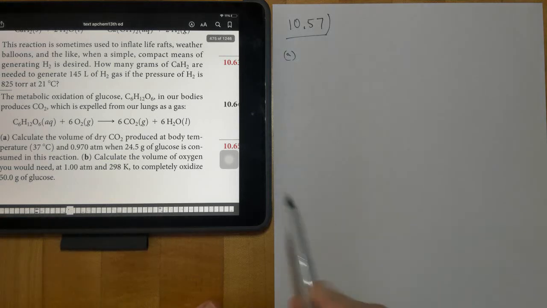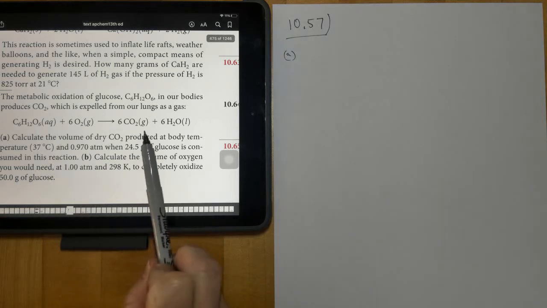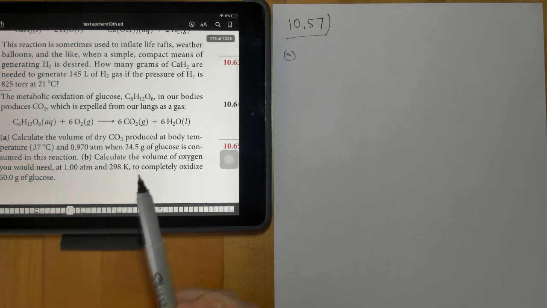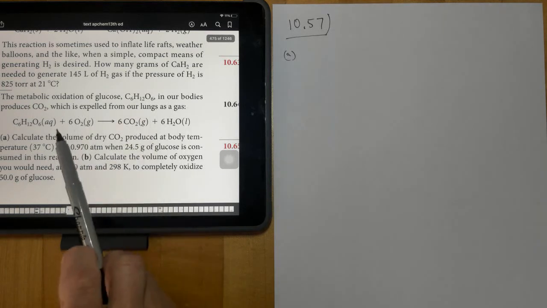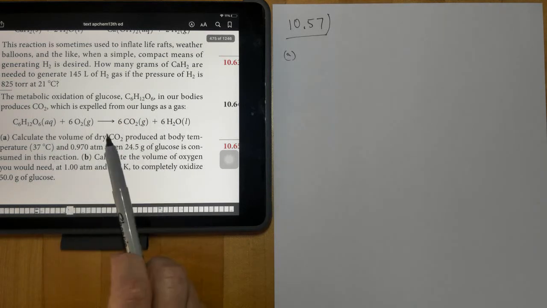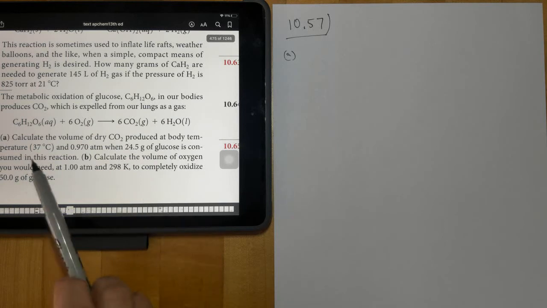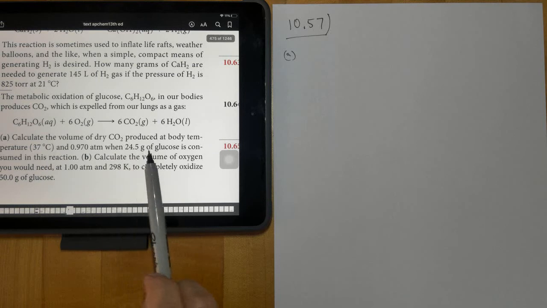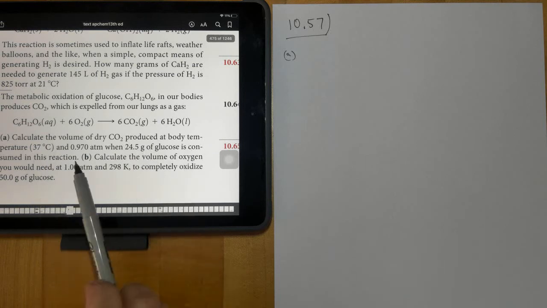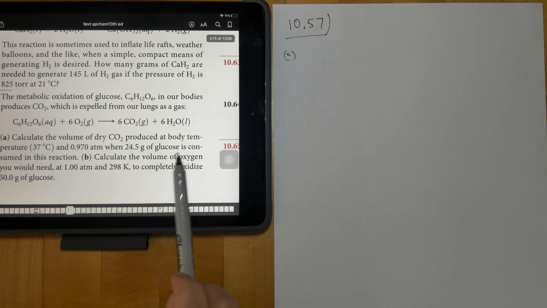So this is 10.57, and we're given some chemical equation pieces, so that means we're going to use stoichiometry along with our gas laws pieces in these problems. Metabolic oxidation of glucose in our bodies produces CO2, which is expelled from our lungs as a gas. Here's the balanced equation. Then it says calculate the volume of dry CO2 produced at body temperature, 37 degrees Celsius and 0.970 atmosphere, when 24.5 grams of glucose is consumed in the reaction.